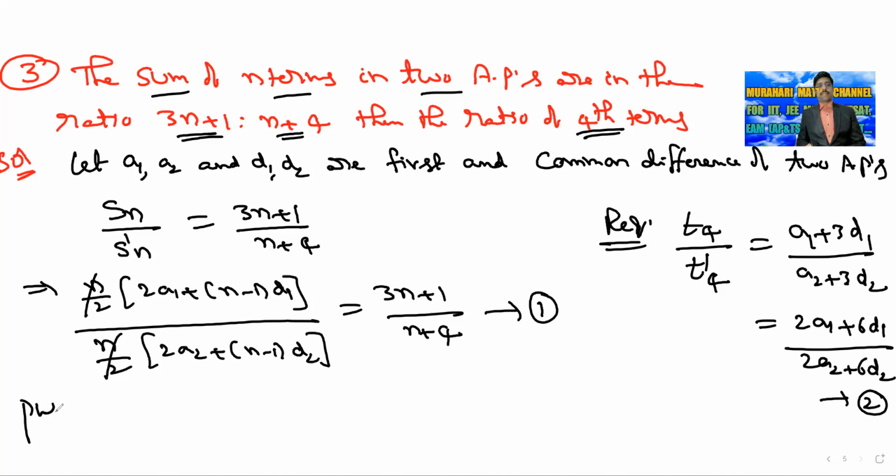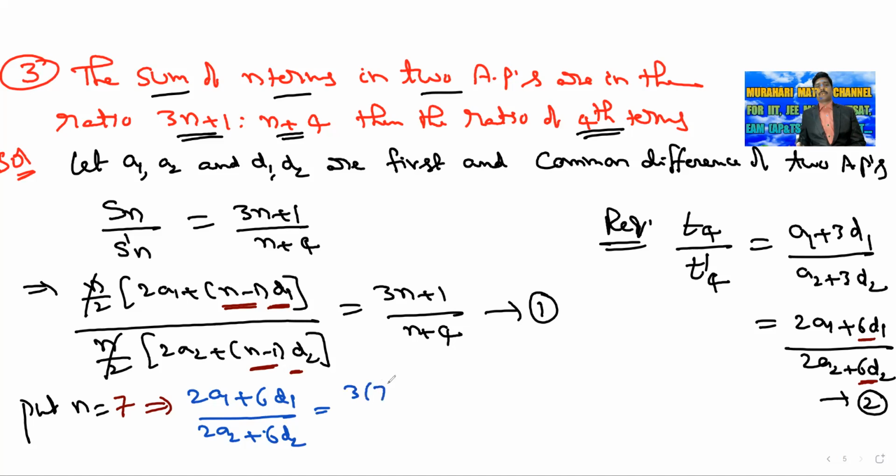So in the second equation we have the term 6d1, and this is 6d2. In equation 1 we have (n minus 1) into d1. So n minus 1 is 6, put n is equal to 7. It will be (2a1 plus (7 minus 1) into d1, that is 6d1) by (2a2 plus (7 minus 1) into d2, that is 6d2) is equal to (3 into 7 plus 1) by (7 plus 4). So it will be 22 by 11, which is equal to 2.